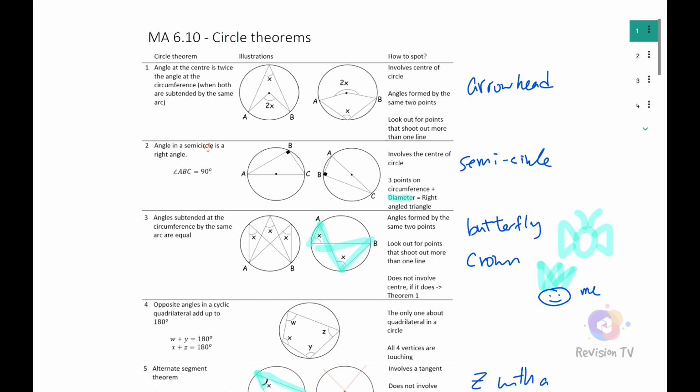So when you copy the reason next to the number, draw the illustration of each circle theorem next to the reason. Use the buzzwords like arrowhead, semicircle, butterfly, crown, set with a hook, etc. if needed, or you can make up your own buzzwords. Copy them as many times as you need to until you can remember them firmly in your brain. You can spread it out over as many days as you want to, but I would suggest you maybe do it over 1 or 2 days to make it a bit more efficient.